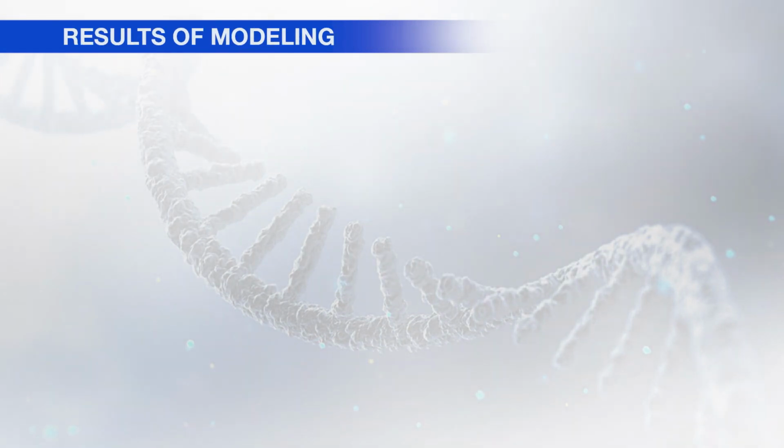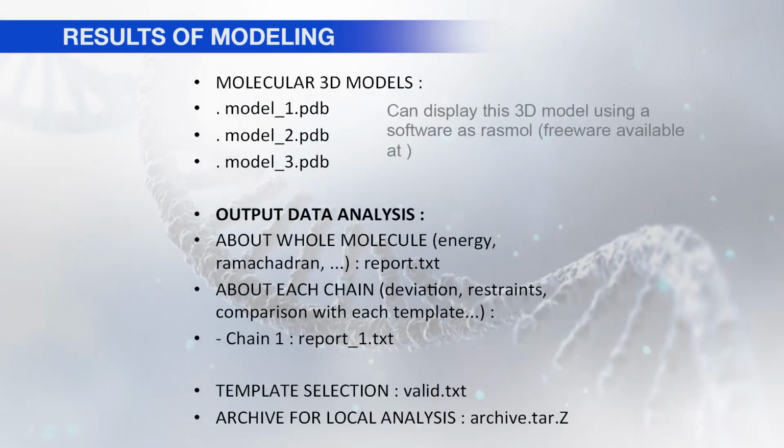So, for the sequence which we have given as an input, what will be the results of modeling? The first will be the molecular 3D model. The thing which we have received is model_1.pdb. This will display the 3D model. As we said, we will be receiving 3 protein models: model_1, model_2 and model_3. These protein models can be visualized and analyzed in an open source software known as RASMOL, which is freely available software. Now, let us see the output data in Geno3D, which we can see.